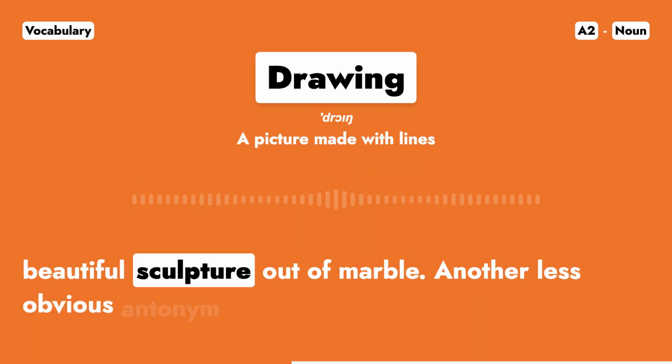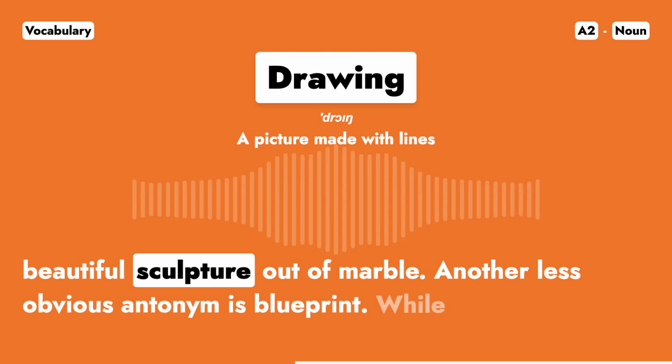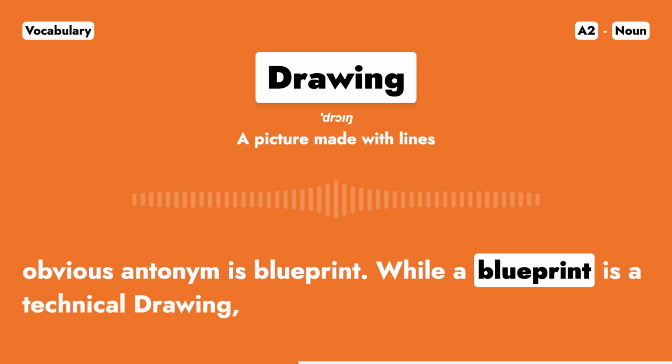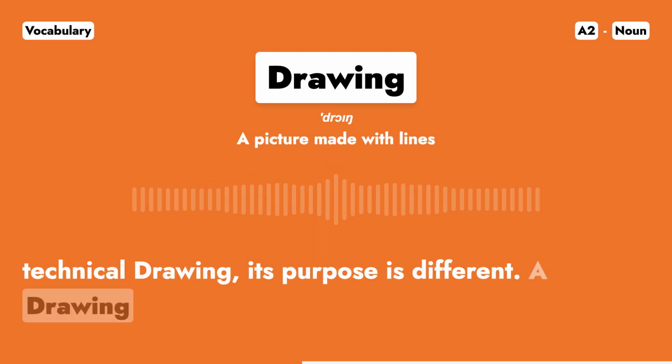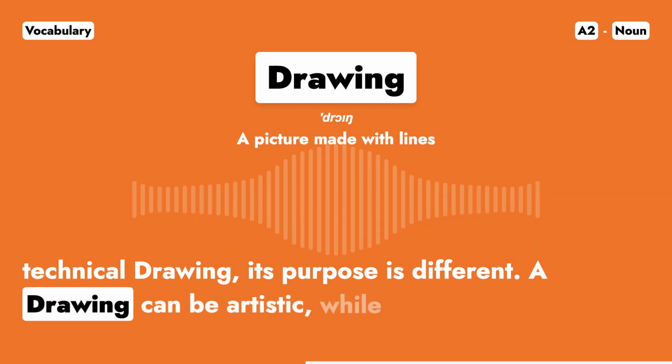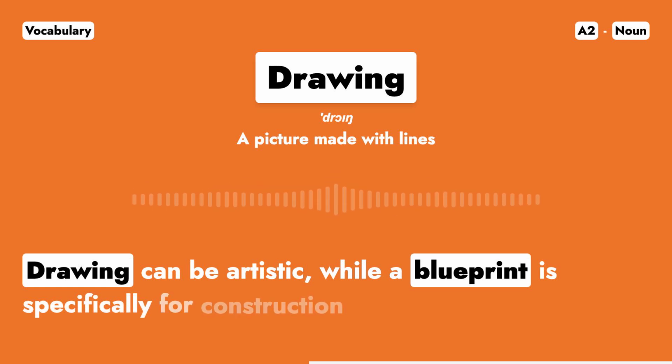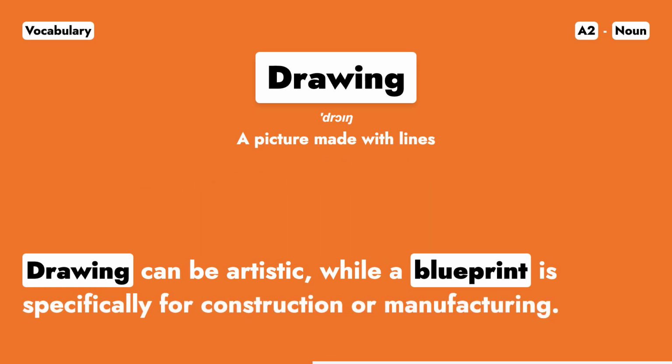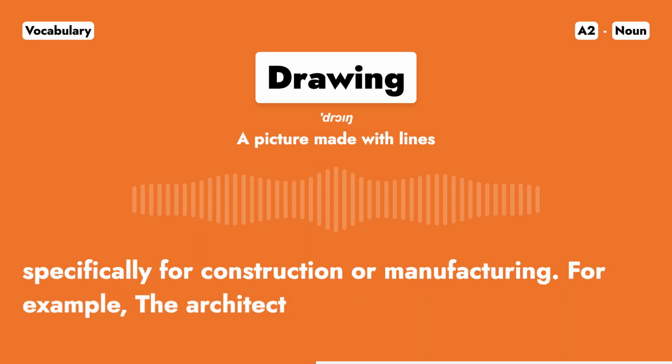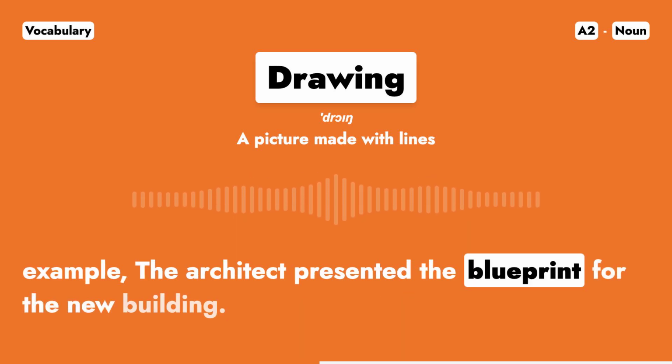Another less obvious antonym is blueprint. While a blueprint is a technical drawing, its purpose is different. A drawing can be artistic, while a blueprint is specifically for construction or manufacturing. For example, the architect presented the blueprint for the new building.